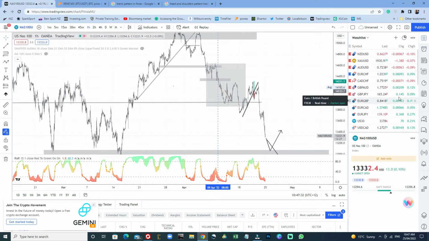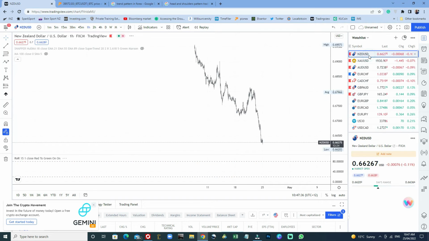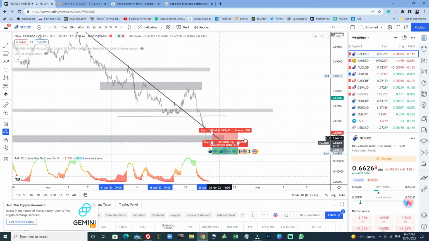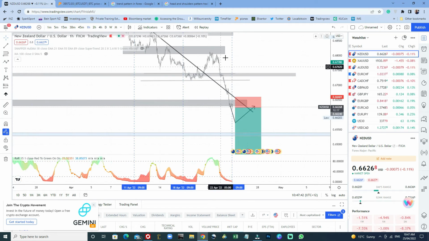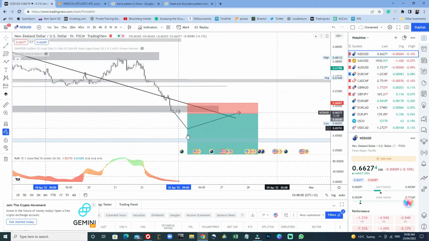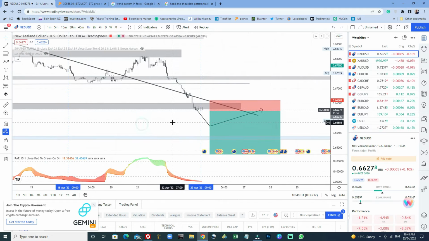Now, the first pair we'll be looking at today is the NZD USD. What I've done is to first of all identify the point at which today starts by drawing this line here, which is indicated as the 25th of April. Let me try and expand it. You can see this is on a 1 hour time frame.